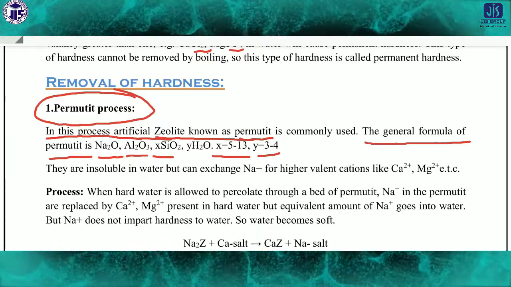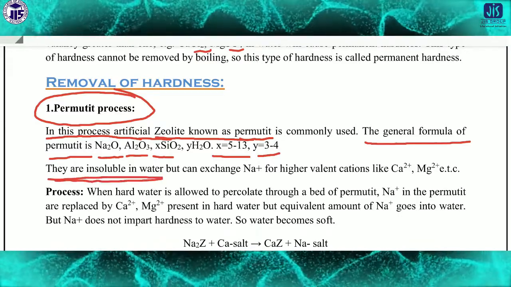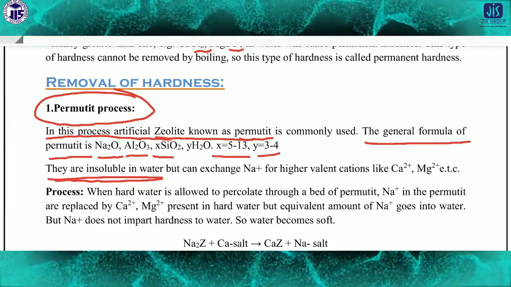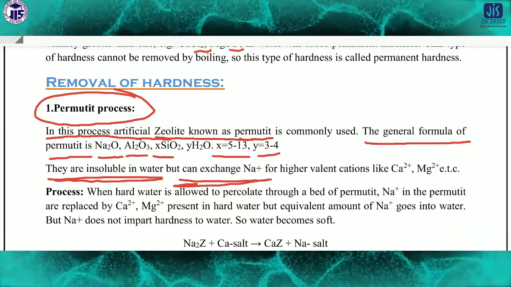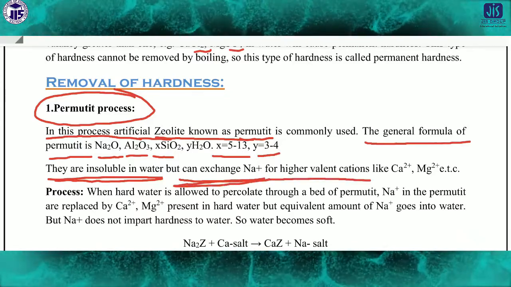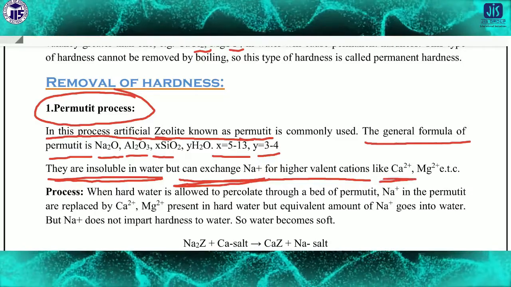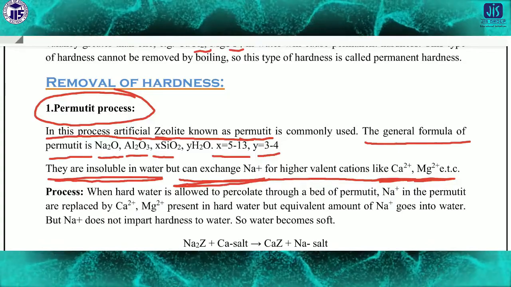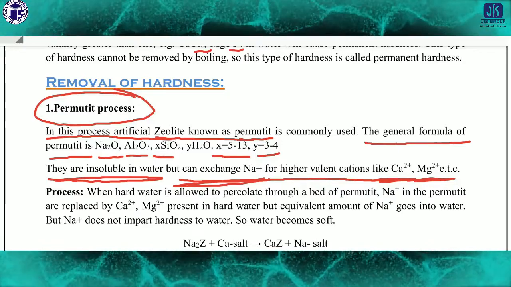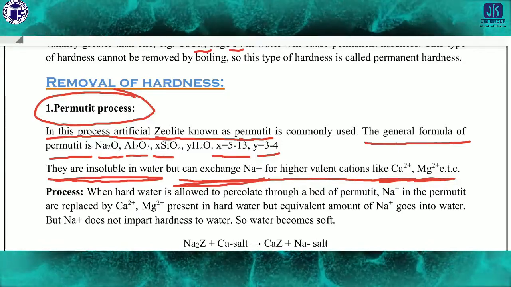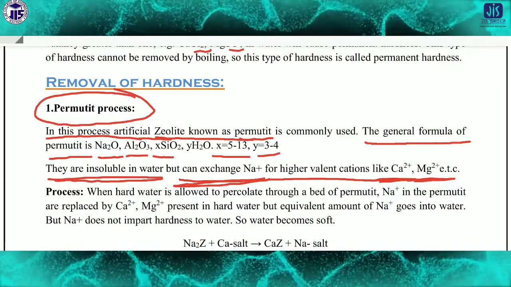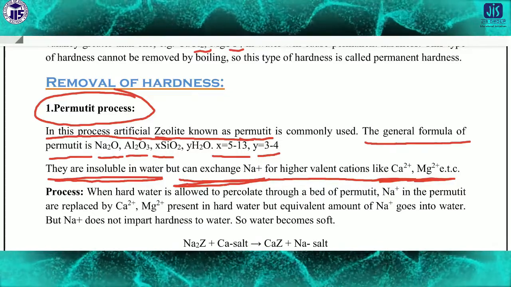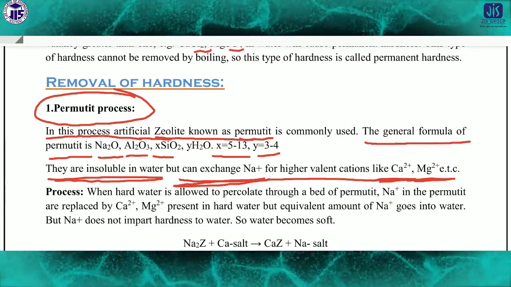Now, they are insoluble in water. This permutit is generally insoluble in water, but it can exchange Na+ for higher valent cations like calcium 2+ or magnesium 2+. That means permutit is insoluble in water, but it can exchange Na+ for higher valent cations, calcium 2+ and magnesium 2+.